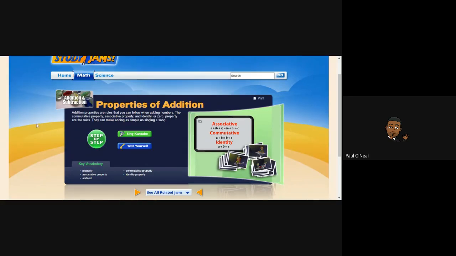And here with Study Jams, we have properties of addition. I'll just go ahead and read it to you, but it says addition properties are rules that you can follow when adding numbers. The commutative property, associative property, and identity or zero property are the rules. Now, in fifth grade, we don't really talk much about the identity or the zero property. Nonetheless, we talk more about the commutative, associative, and distributive property, okay? Now, they can make adding as simple as singing a song. Now, I'm not going to sing the song for you, so just act like I did.